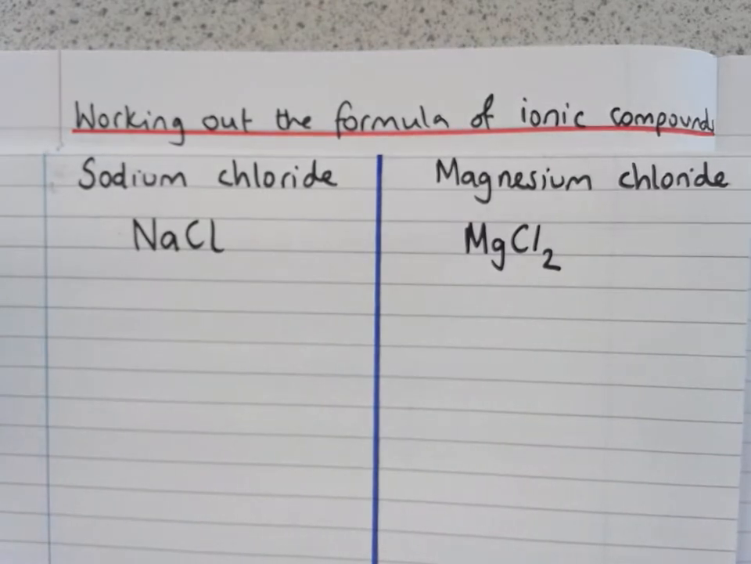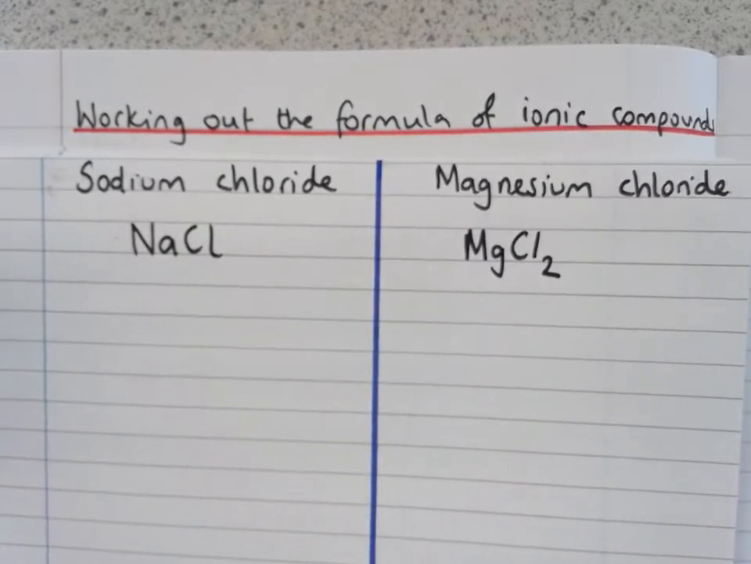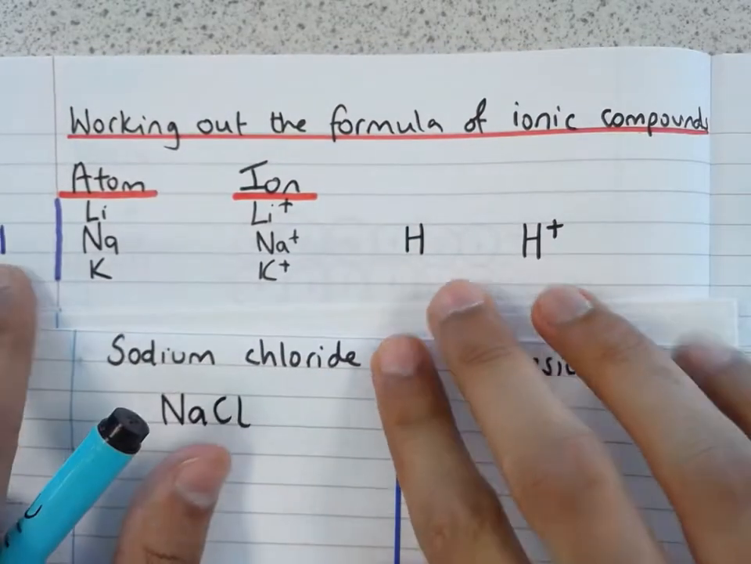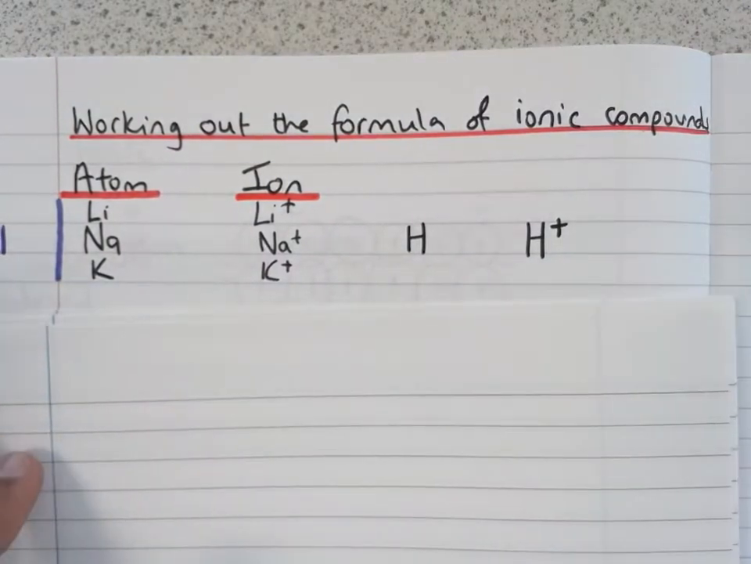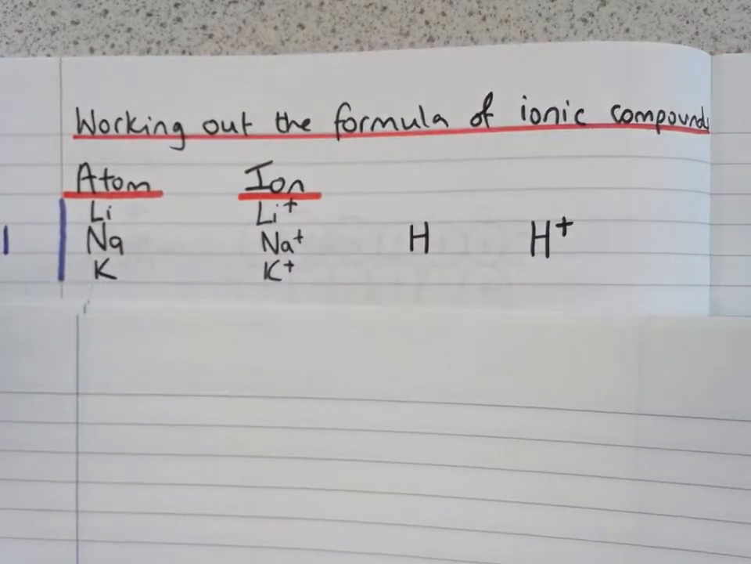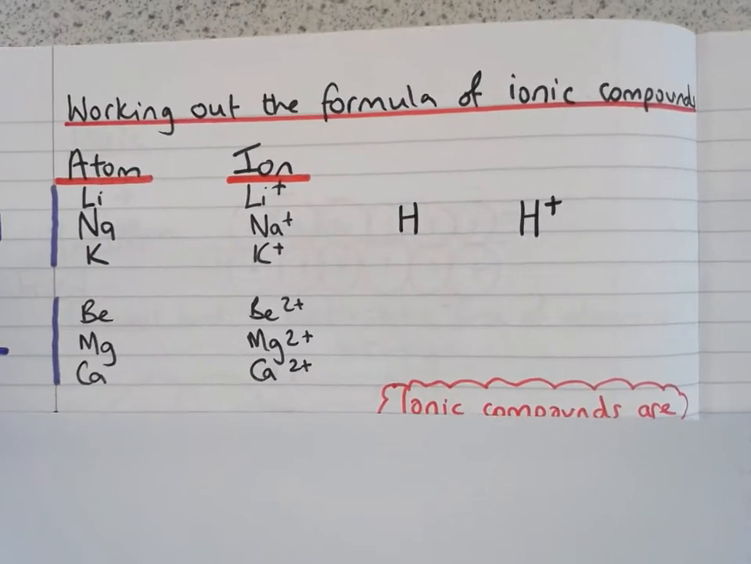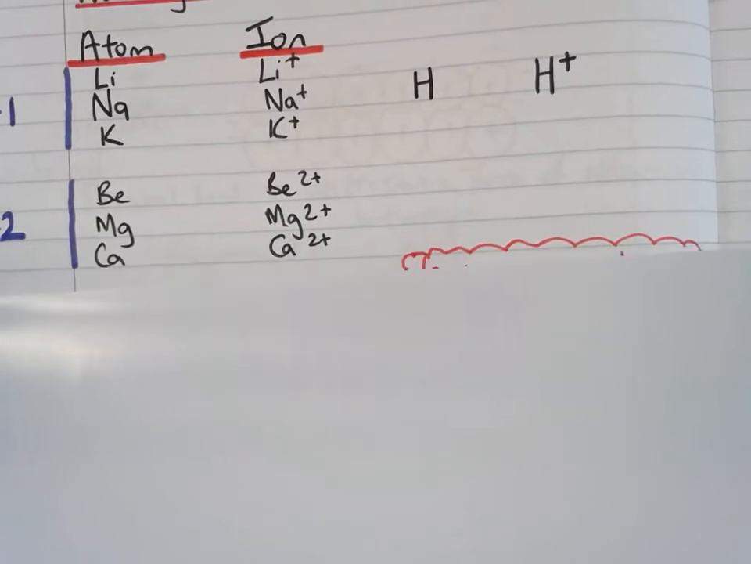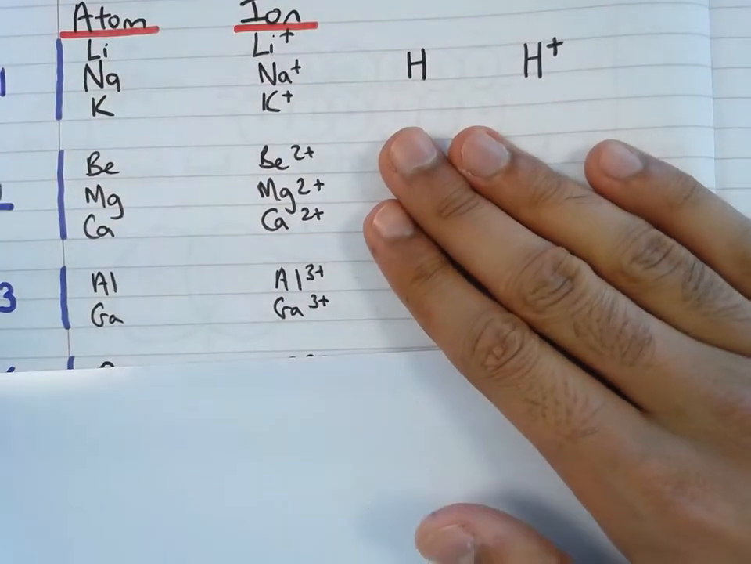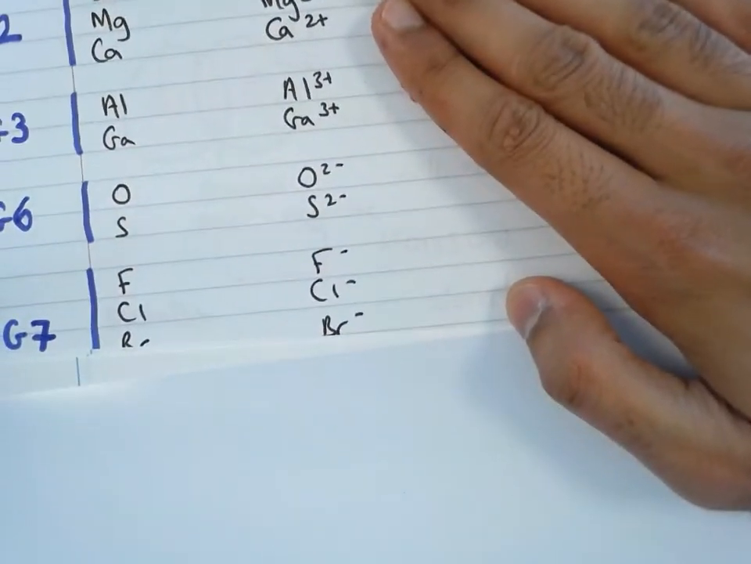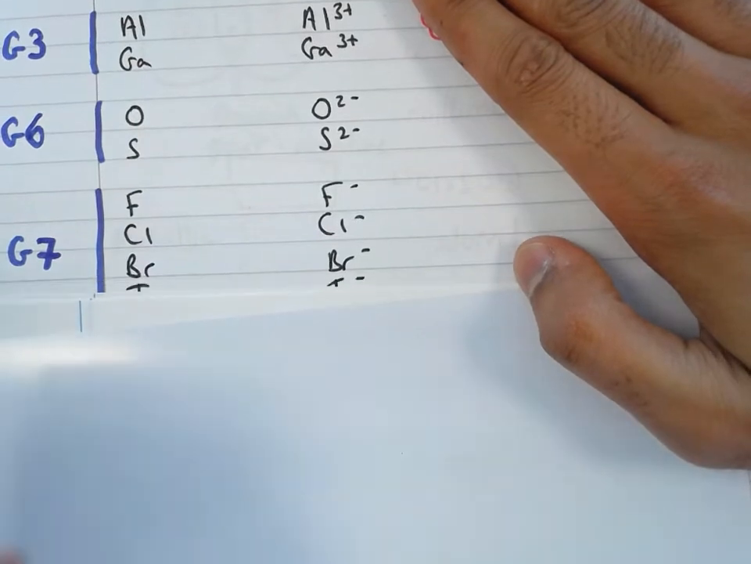So in order to work this out, you first need to be really confident at working out what the charge of the ion will be for all the elements. So the main ones we need to know are the group 1 metals form ions with a charge of 1 plus. The group 2 elements form ions with a charge of 2 plus. The group 3 elements form 3 plus ions. The group 6 elements form 2 minus, and the group 7 elements form a 1 minus ion.